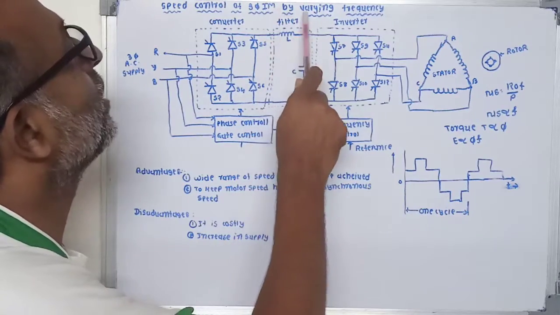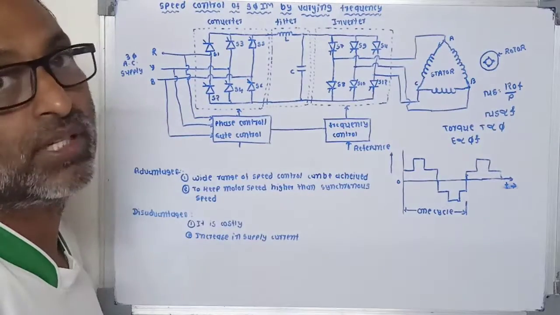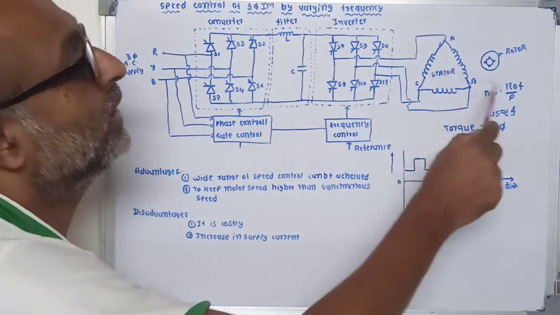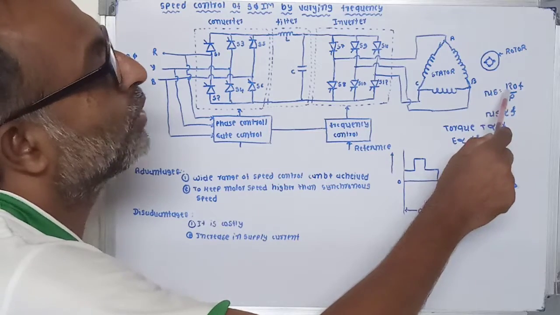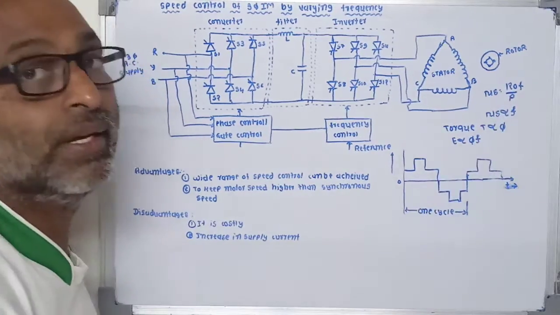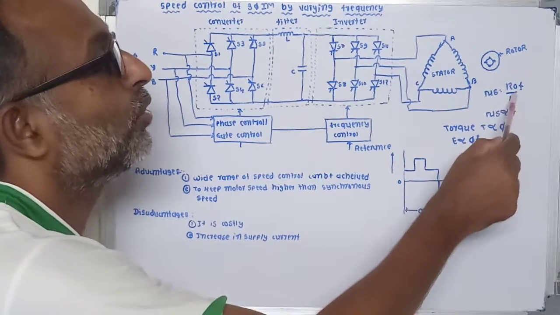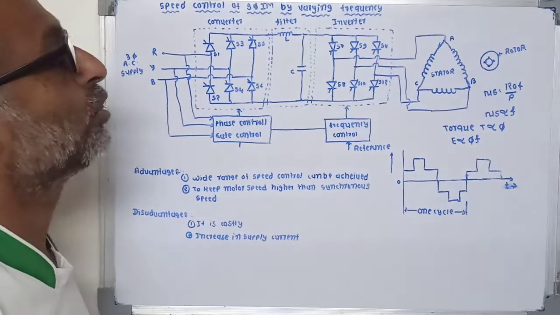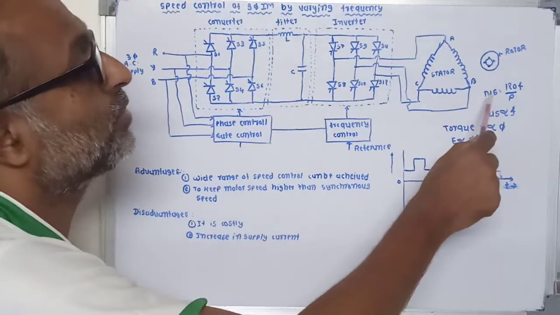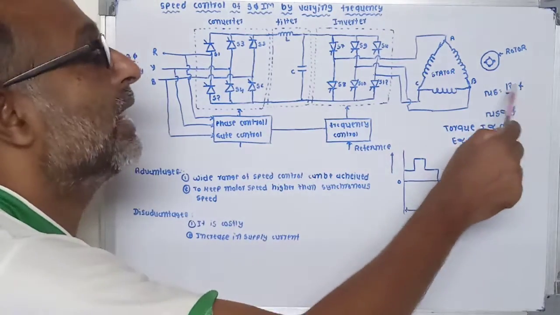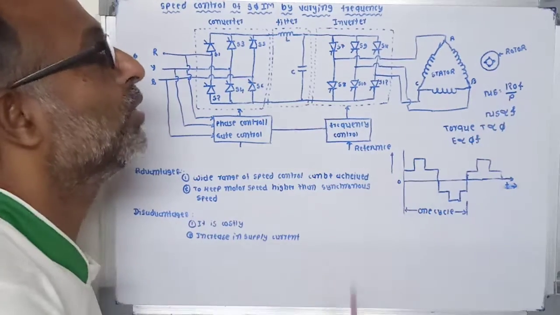Control of three-phase induction motor by varying frequency. As we noted, the synchronous speed of induction motor is equal to 120 f by P, where f is the supply frequency and P is the number of poles in the induction motor. So we can say that the synchronous speed of induction motor is directly proportional to supply frequency and inversely proportional to the number of poles.